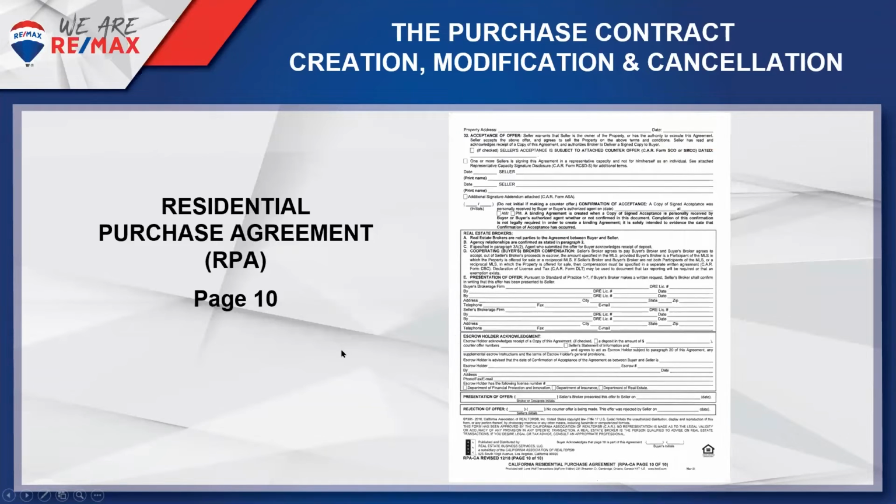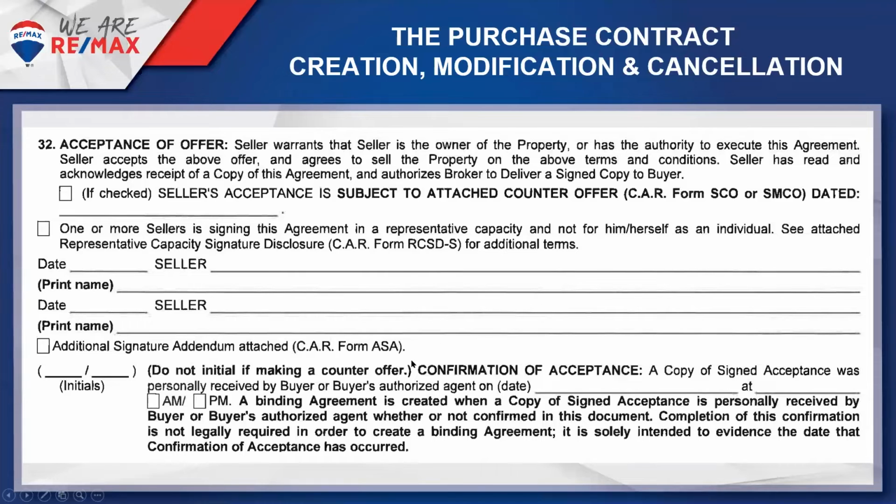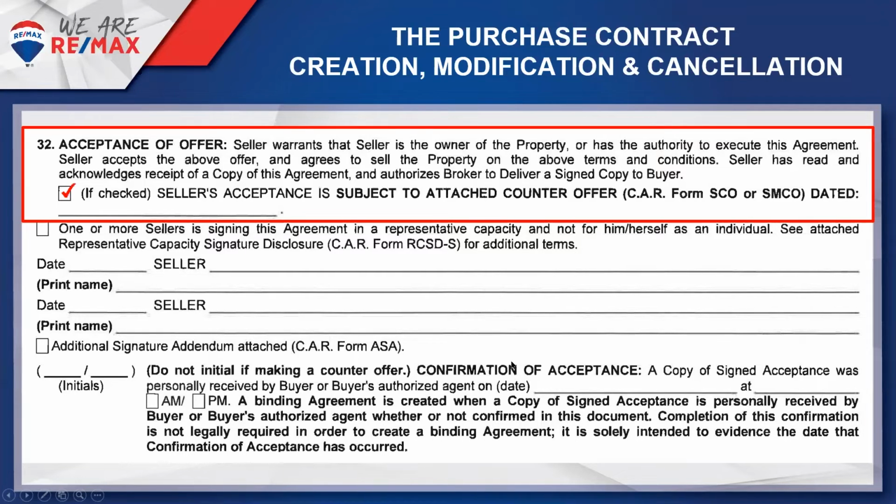Okay, now also the acceptance, paragraph 32. If you are sending a counter, then you, of course, check that box. All of you understand that pretty well. Either sending a seller counter offer or seller multiple counter offer, whatever is appropriate, and you put the date of the counter in. All right.